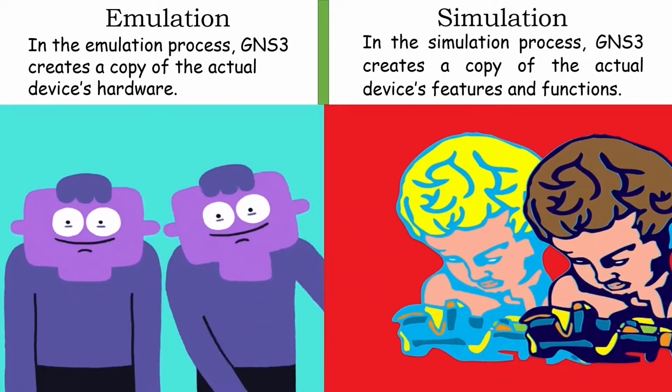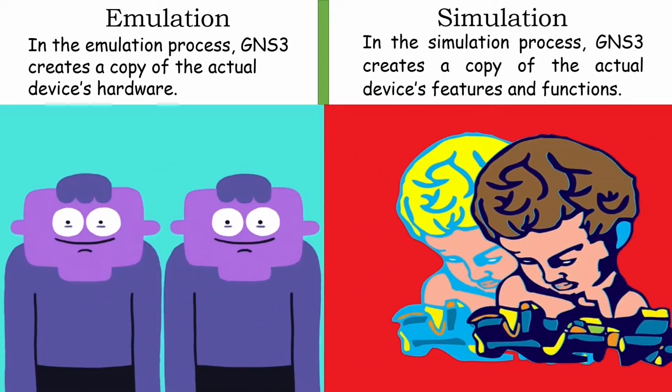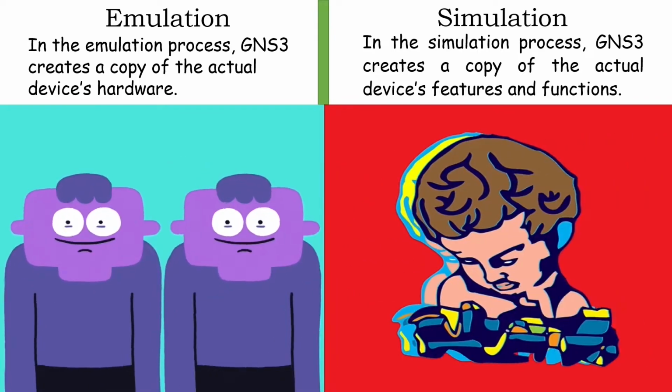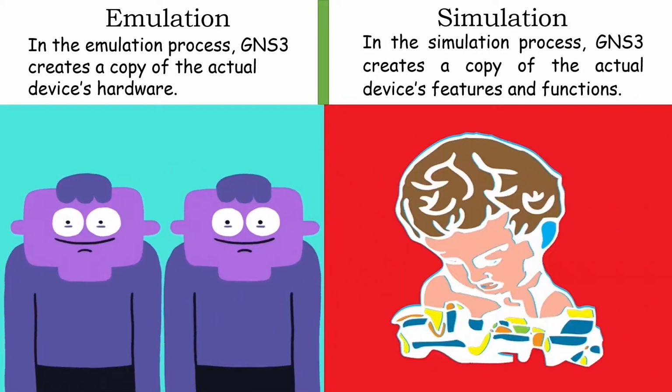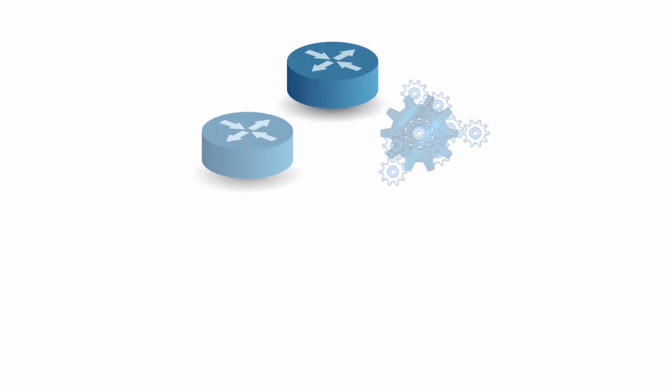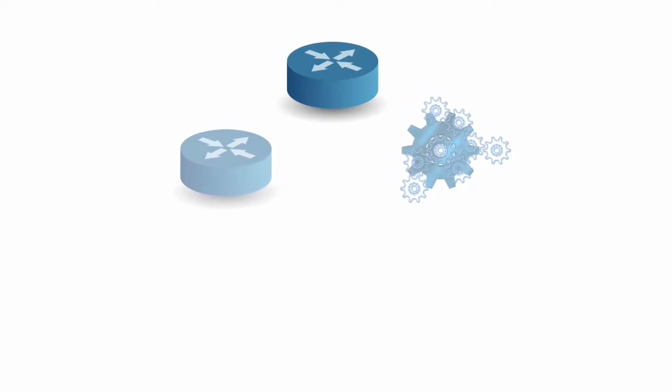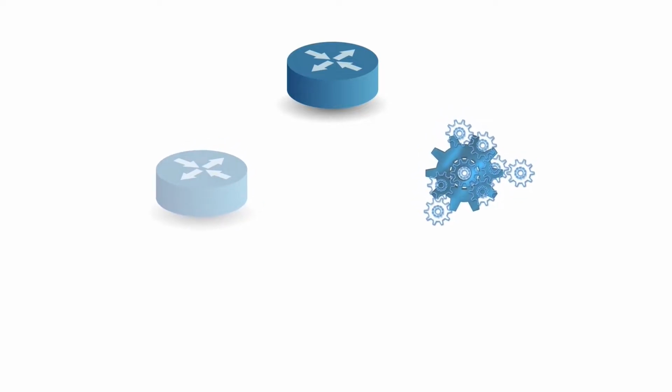Since other network simulator software also uses one of these two processes to create virtual devices, let's discuss these processes in more detail. If network simulator software creates a virtual copy of a physical device, it is called emulation. If the software uses an emulation process to create a virtual device, the virtual device needs all hardware and software configurations of the physical device.